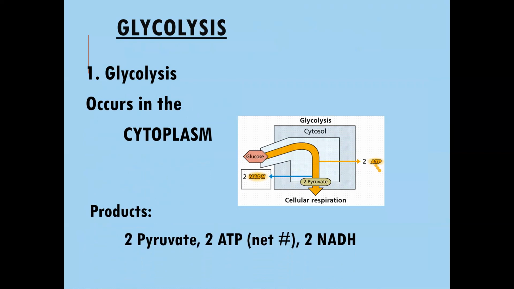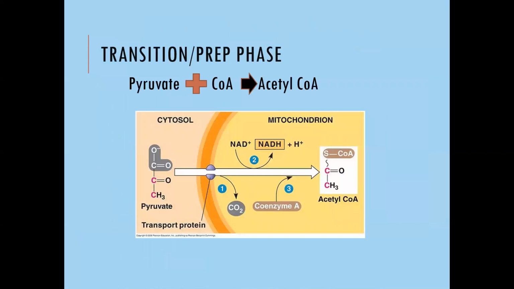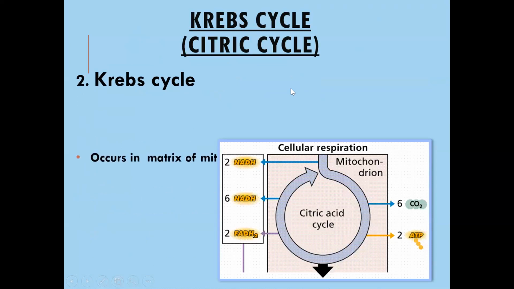We used 2, it produced 4, so we only have 2 left that are new, and then the 2 NADH. We have this transition phase in aerobic respiration where this pyruvate from glycolysis is going to meet up with this enzyme, and it's going to produce acetyl-CoA. So acetyl-CoA is what we need to move into the Krebs cycle.